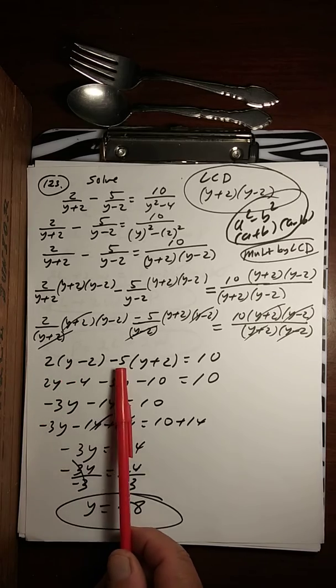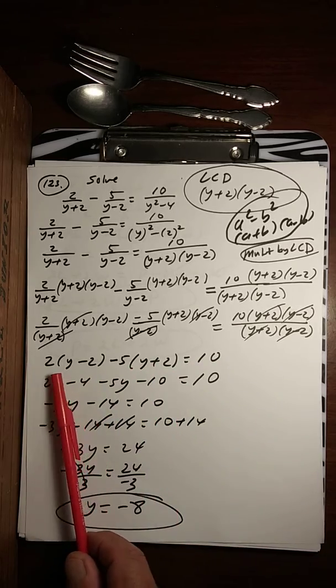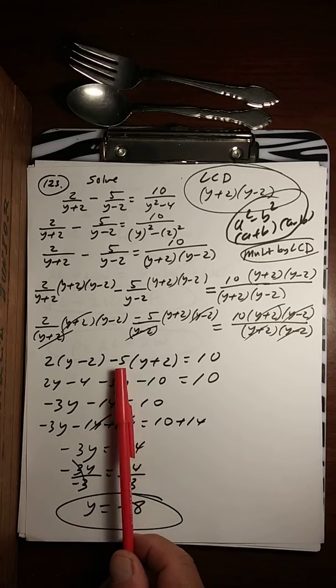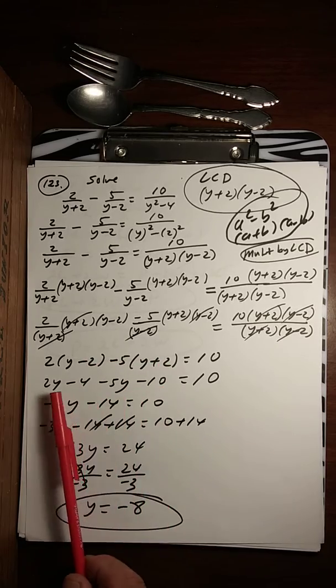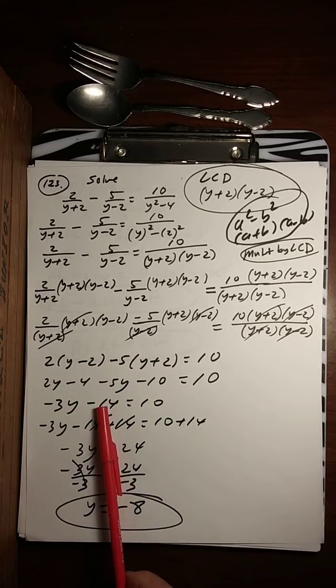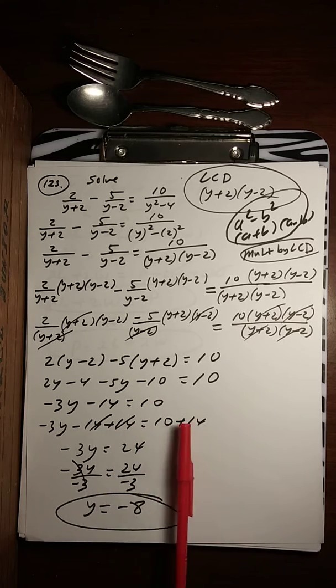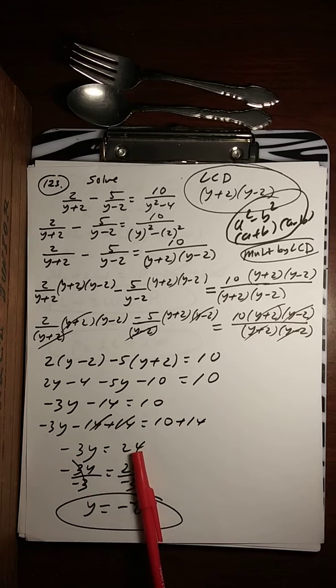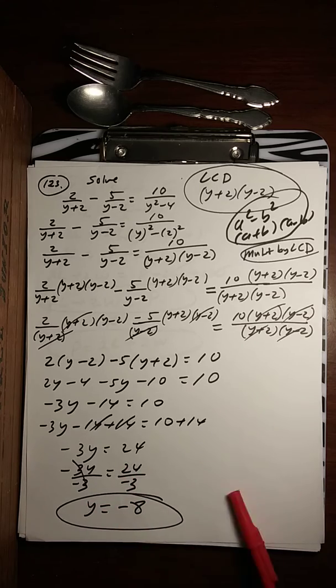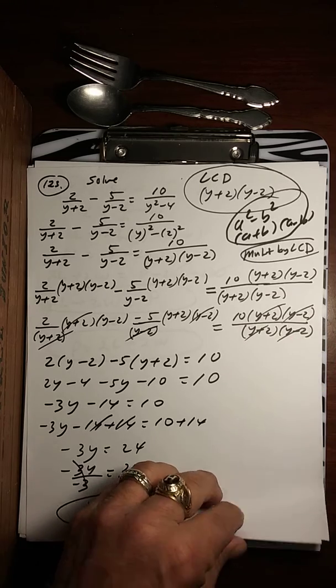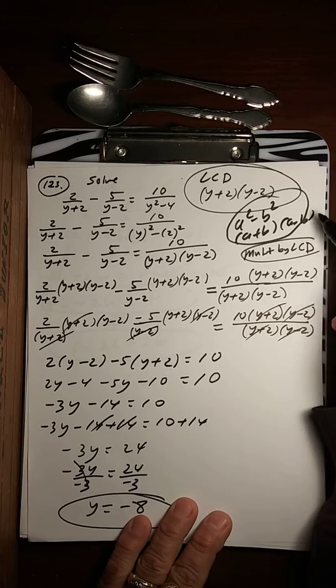2 times y plus 2, minus 5 times y minus 2. There's 10. So that's 2y plus 4 minus 5y plus 10. Put these together: minus 3y plus 14 equals this. Subtract 14, subtract 14. So negative 3y equals 24. Divide by negative 3, divide by negative 3. So y equals negative 8. Okay, you multiply by the LCD to get that to happen.